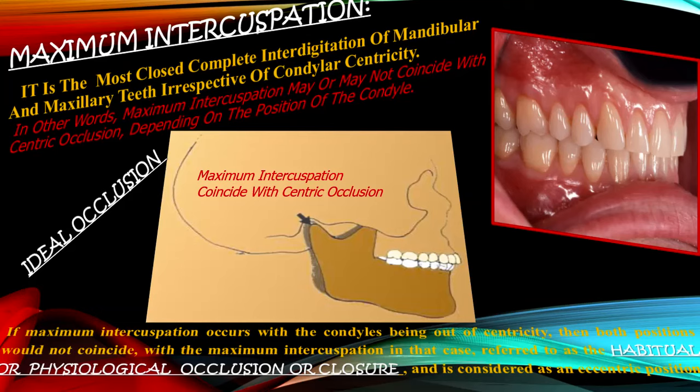احيانا هذا الماكسيمم intercuspation نسميه habitual or physiological occlusion or closure. يعني لما يكون مو متوافق مع condyle position during centric نسميه habitual occlusion or physiological occlusion. اوكي. ومثل ما قلنا اذا توافق الماكسيمم intercuspation مع centric occlusion او مع centric relation في حالة occlusion نسميه ideal occlusion.